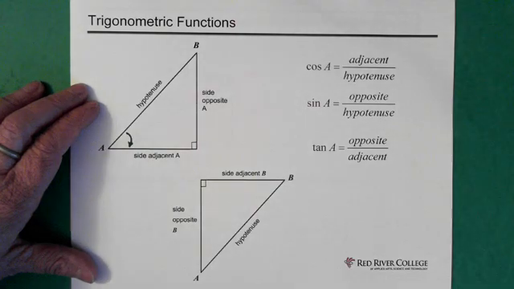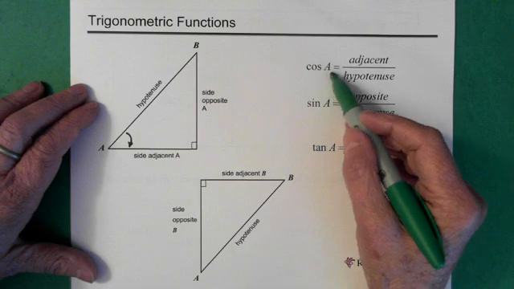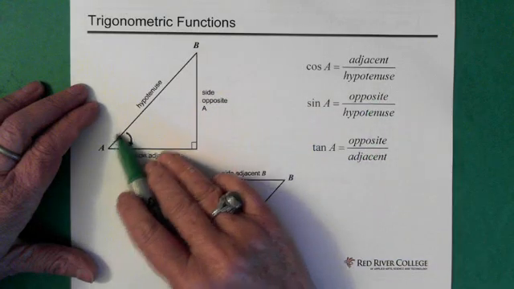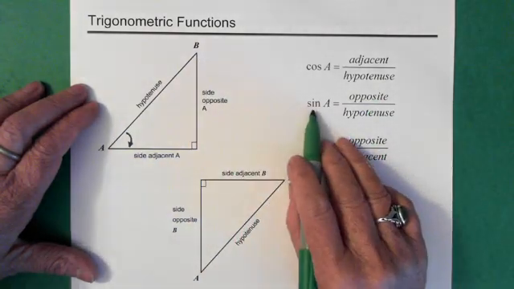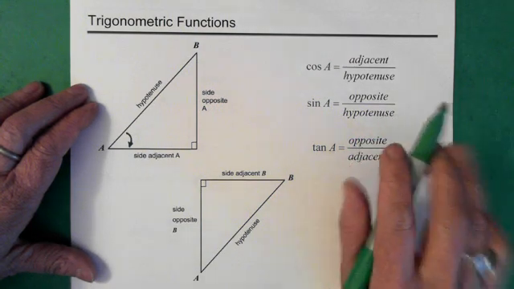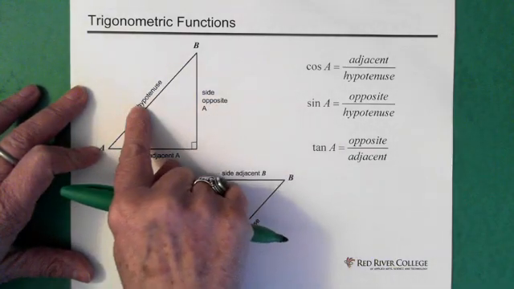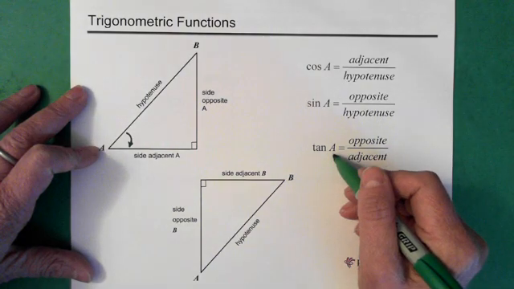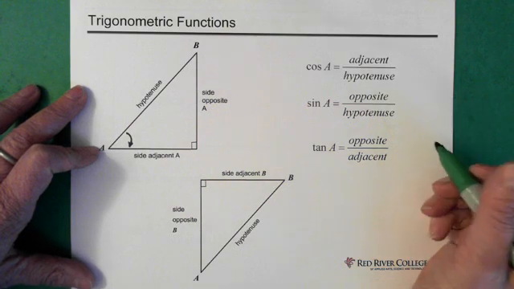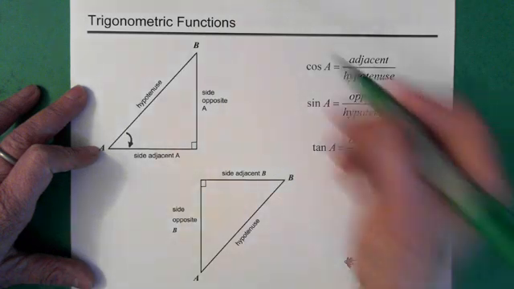So the cosine of the angle is the adjacent side, which is this side, over the hypotenuse, which is here. The sine of the angle is the opposite side over the hypotenuse. So then the sine, for this A, is the opposite side over the hypotenuse. And the tan of the angle is the opposite side over the adjacent side. And a very nice acronym for remembering this is SOHCAHTOA.